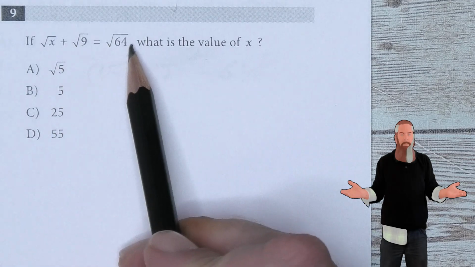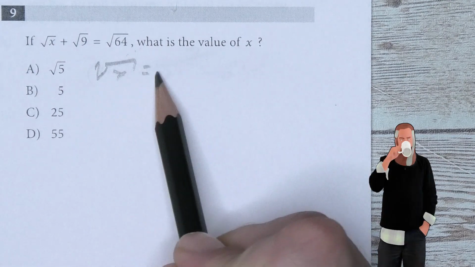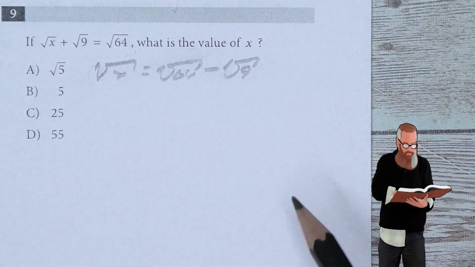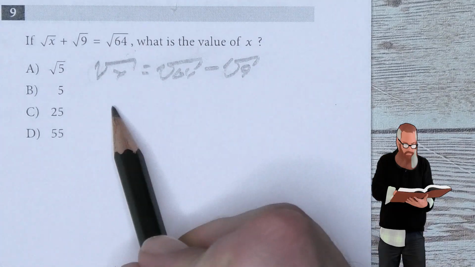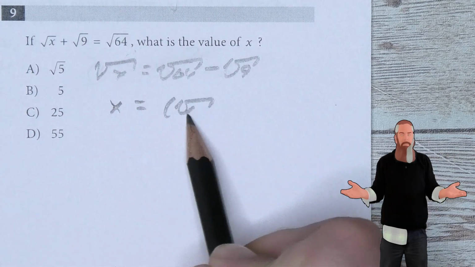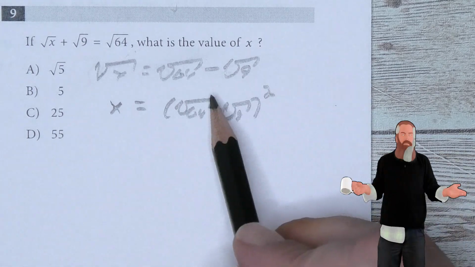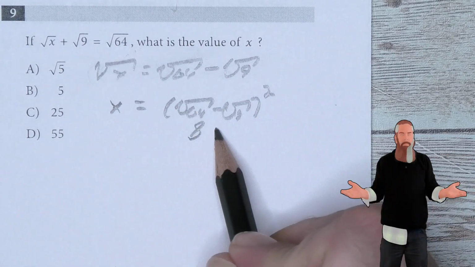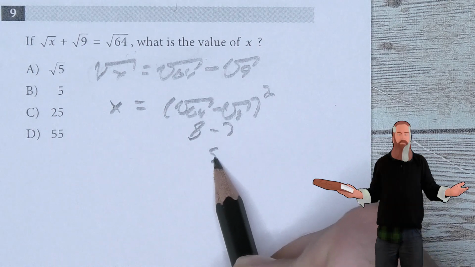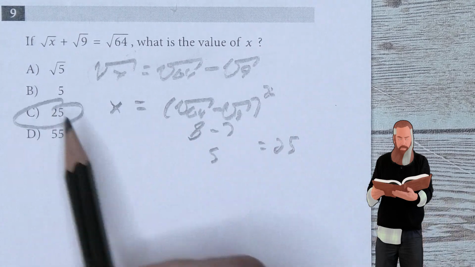Even though we're dealing with square roots of things, let's get that x term by itself so that we get the square root of x is equal to the square root of 64 minus the square root of 9. This means I could square both sides, giving me x all by itself on the left and the square root of 64 minus the square root of 9 squared. Now the square root of 64 is 8 and the square root of 9 is 3, so 8 minus 3 is 5, but 5 squared is equal to 25. So C is the answer.